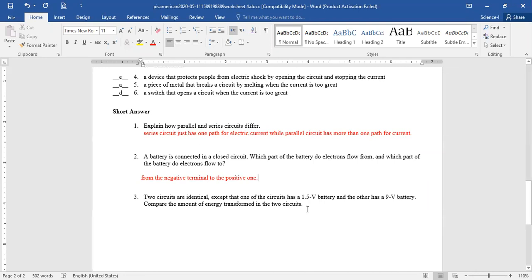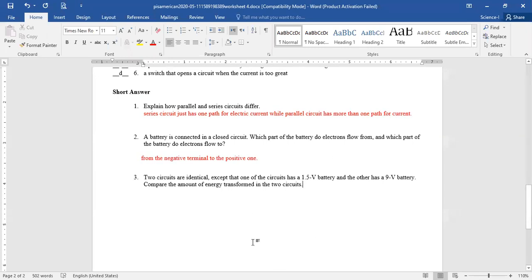Okay, so let's pass to the last question here. It says that 2 circuits are identical, except that one of the circuits has a 1.5 volt battery and the other has a 9-volt battery. Compare the amount of energy transformed by both circuits. Okay, so we answered this question before. We just need to remember. So what do you think? Which one has more energy? The first or the second circuit?